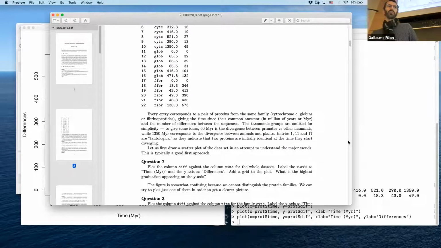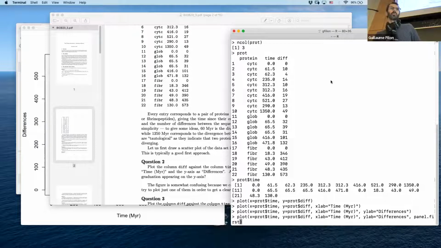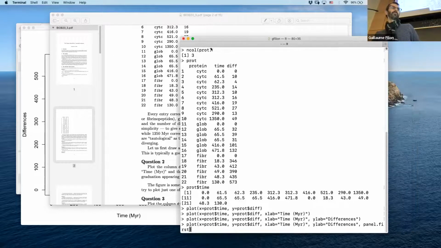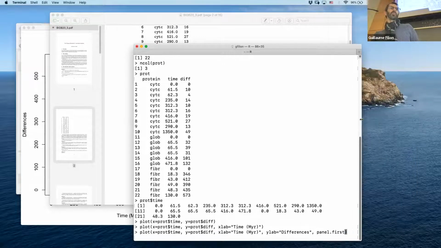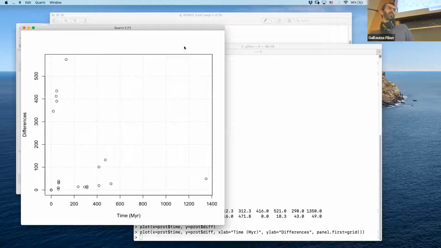Add a grid to the plot. Anyone remembers the function here, or the argument that will go here to add a grid? Yeah, panel dot first. Yeah, so here, okay. Maybe I'll put this a little bit like that. Equals a grid with the round brackets. Okay, it's a function. Panel first equals grid. And so that here adds a nice looking grid already.